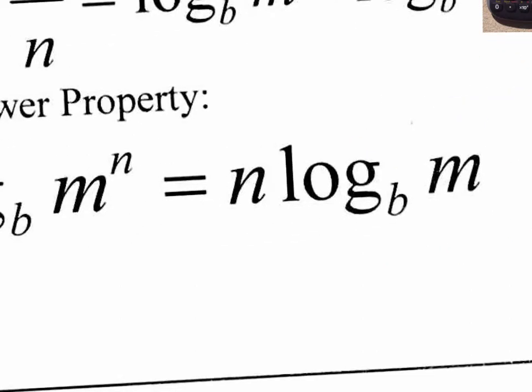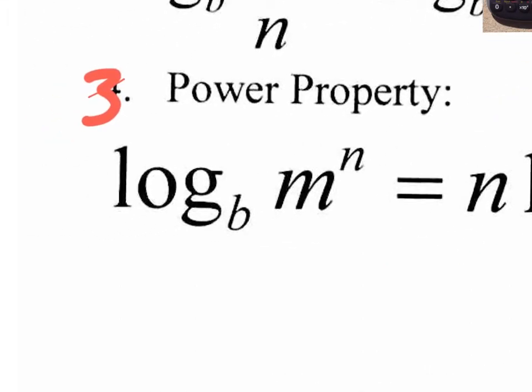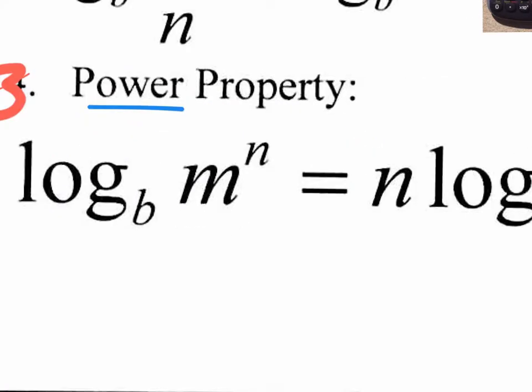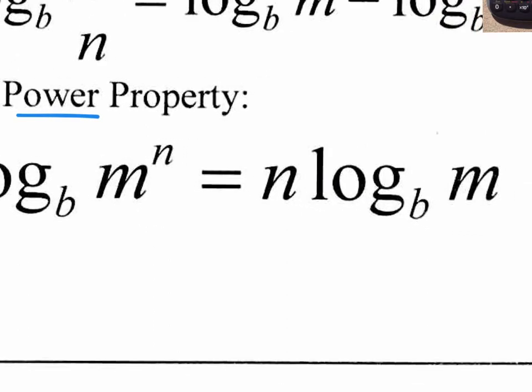Now, the last one is called the power property. Obviously, it's going to involve an exponent. That's what a power is, right? Power. So, how does the power property work? If you have log base something of something to a certain power, that power up here could be moved out to the front, totally separate from the log, and you put an n and a times right in front of it. I guess I shouldn't even write it because it's already written for us. If we look over here, it says n times log base b of m.